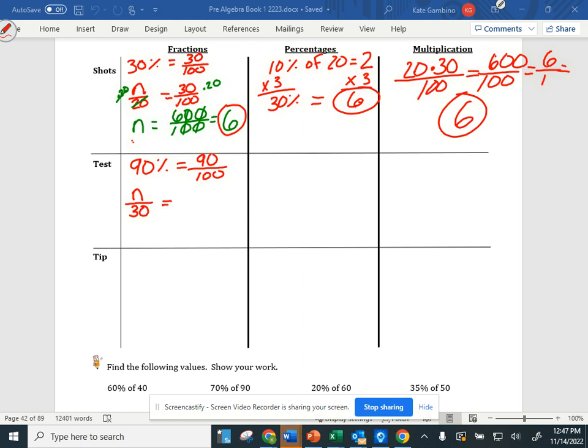So that equals 90 over 100, because if she'd gotten all 30 right, she would have gotten 100% on the test. We don't know how many she got right, but she got a 90% on the test. So if we want to get that n by itself, what do we have to do? Alexis? Yeah, we're going to multiply both sides by 30 because we want to get that n by itself.